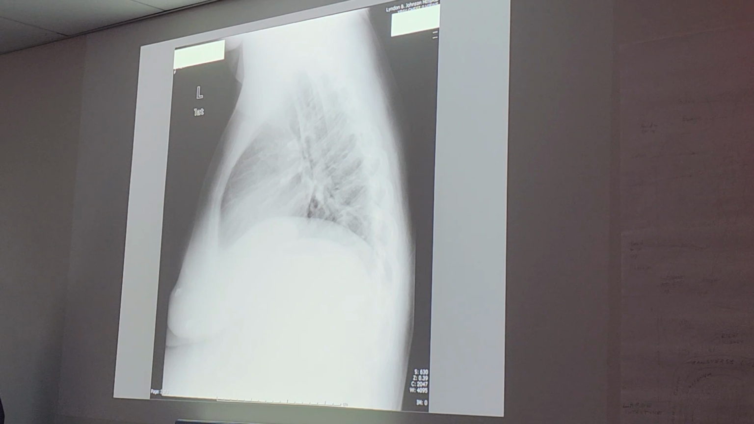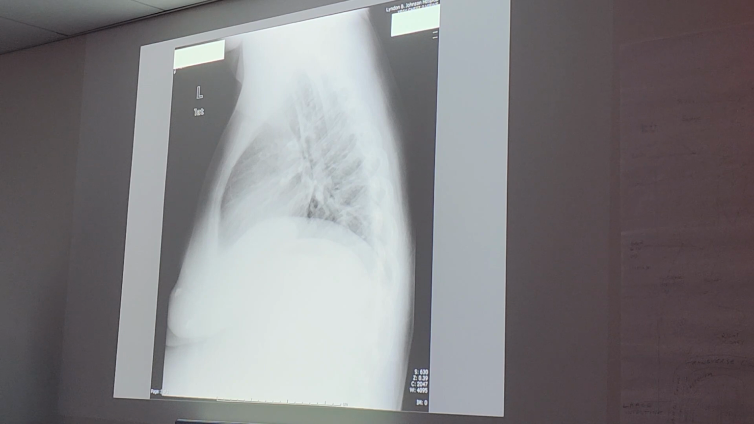What about this image? It's real scary. The S value is 630. That's too high, which means what? It's underexposed. It looks like they rotated because of those ribs. Posterior ribs are not superimposed. Okay, they got a lot of trouble over here.